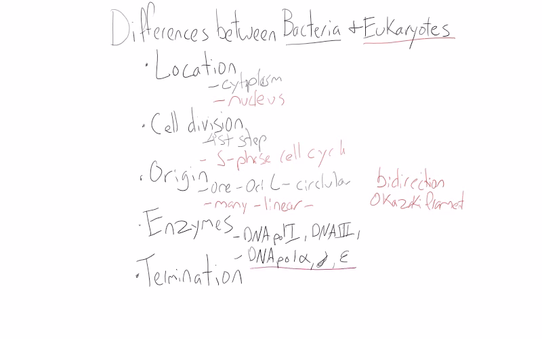In terms of termination, bacteria have a single terminus. As we discussed, the leading strands will continue and eventually meet together at the ter site. And eukaryotes have several termination points. Because, as we said above, they have many origins, they need to have many termination points.